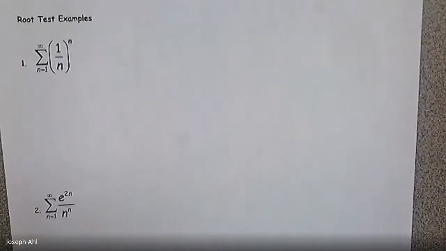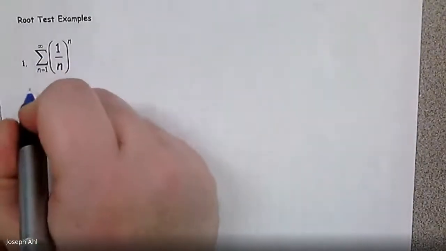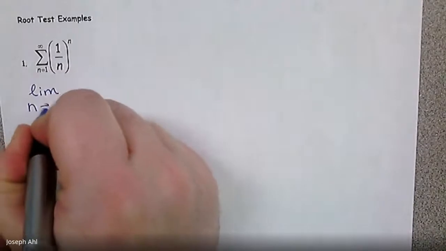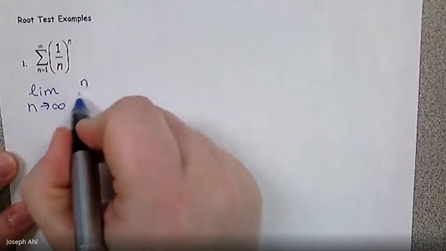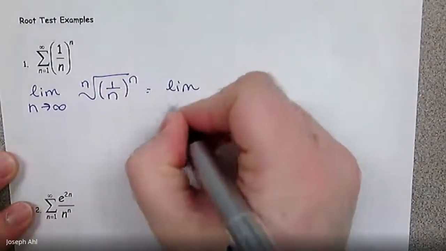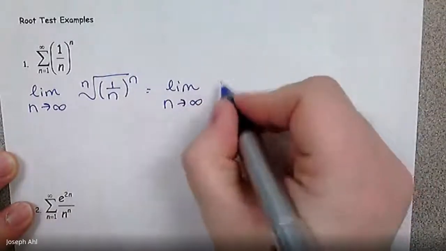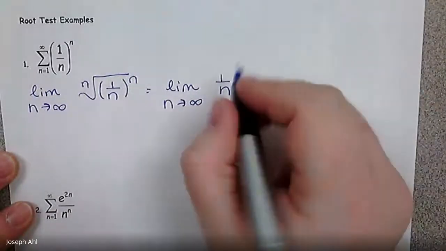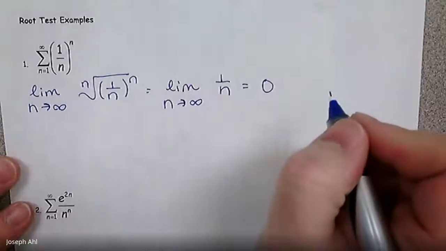On the last page, we're going to be practicing with the root test. Because again, great candidates for the root test are examples when we have something to the n power. So if I, in this first example, apply the root test, it would say take the limit as n goes to infinity of the nth root of 1 over n to the n. And that very quickly becomes the limit as n goes to infinity of 1 over n, which is 0.